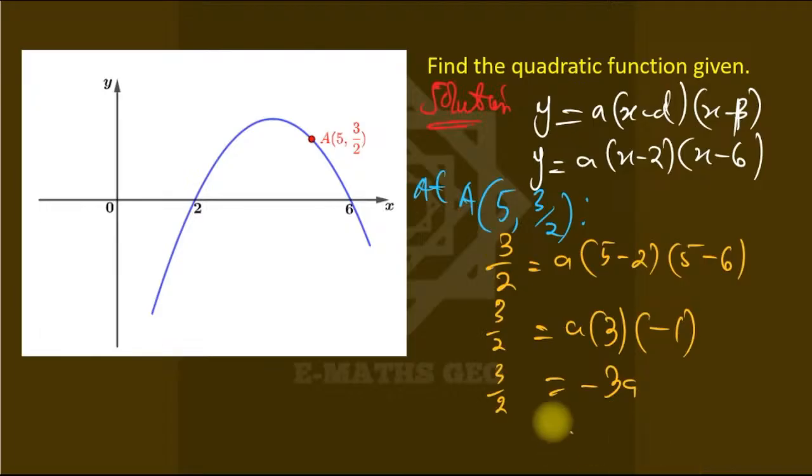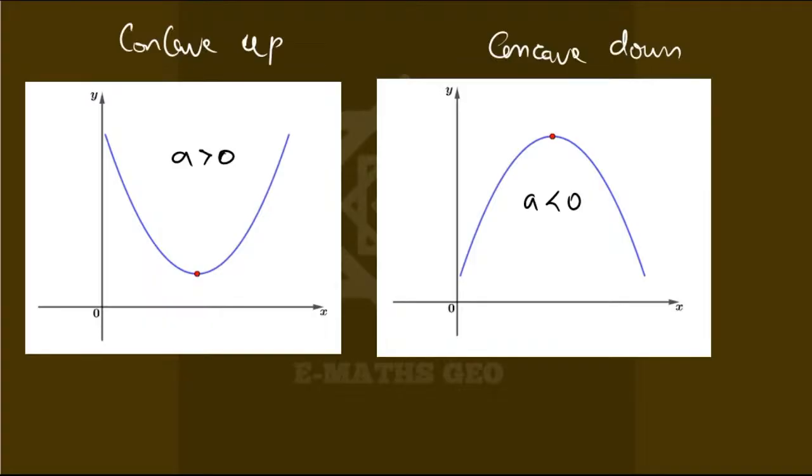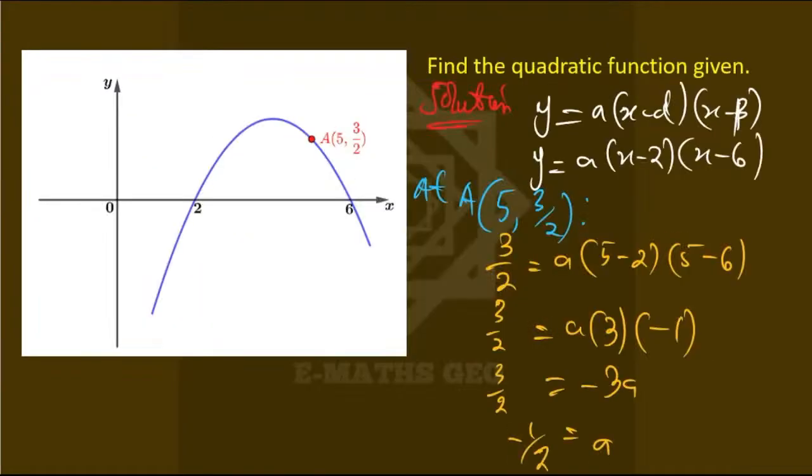Okay, now solving for a, you can see that 3 3, so we're left with minus half equals a. So a is minus half. And as you can see, remember I told you if the curve is concave down, the value of a must be negative. Remember, check. So you see a is negative. In case you get positive, it means there is a problem somewhere.